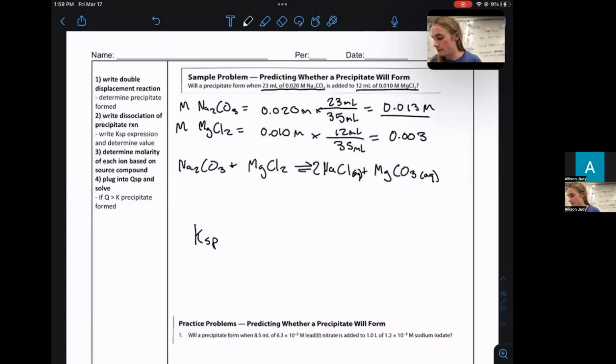A helpful rule of thumb, though, is just that sodium chloride, table salt, is very soluble, so it's probably not our precipitate. The precipitate is going to be magnesium carbonate. So that's actually the equation and the equilibrium that we care about: MgCO3 with its ions, magnesium 2 plus and carbonate. So we can still determine the concentration of both of those ions.